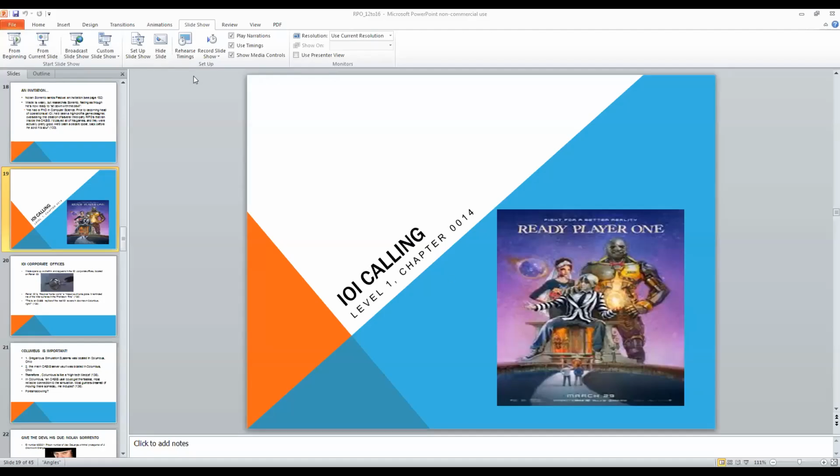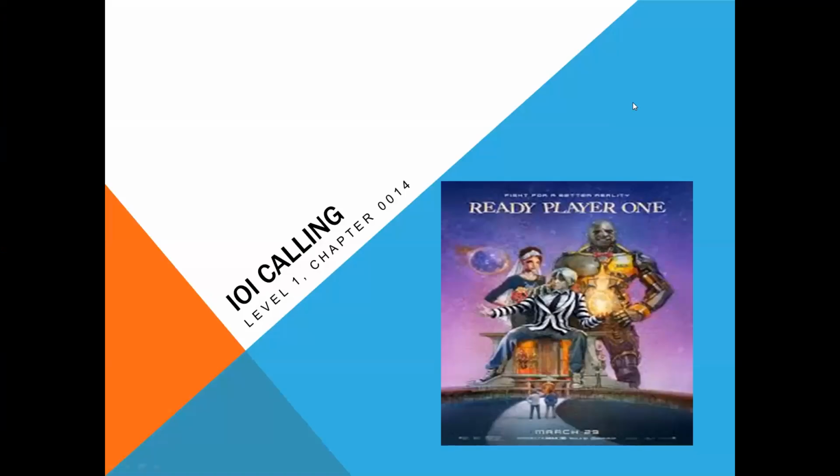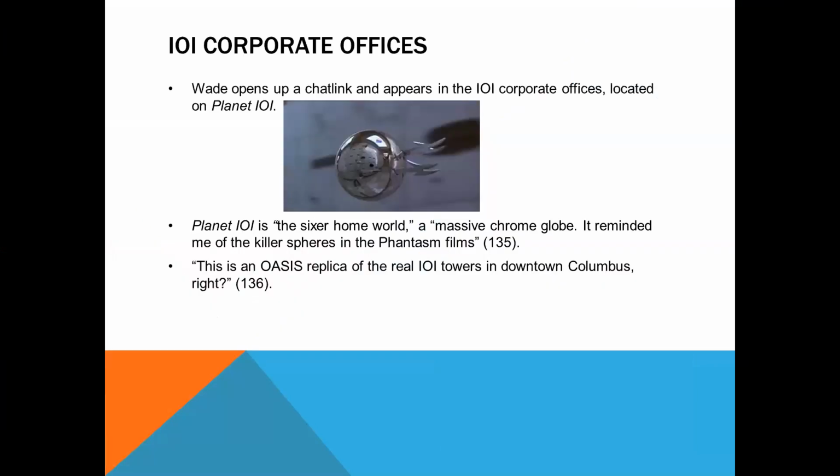So to wrap things up, we're going to quickly update you on how things are transpiring in the text to sort of round out our midterm week. And here we have another parody poster, thanks to the busy denizens of the internet, parodying Beetlejuice. So chapter 14, IOI calling. Remember that at the end of chapter 13, Wade receives an invitation from Nolan Sorrento, the head of corporate IOI. And he accepts the invitation after he's done some homework about Nolan Sorrento and who he is and what he represents.